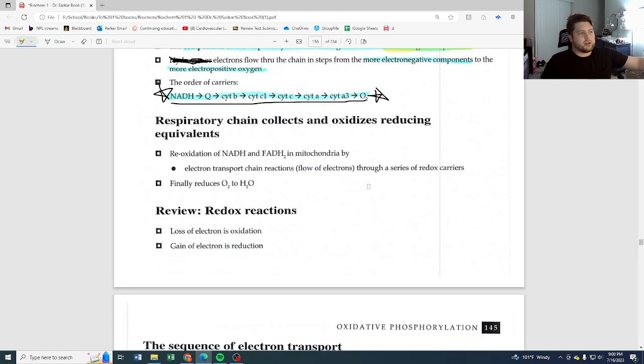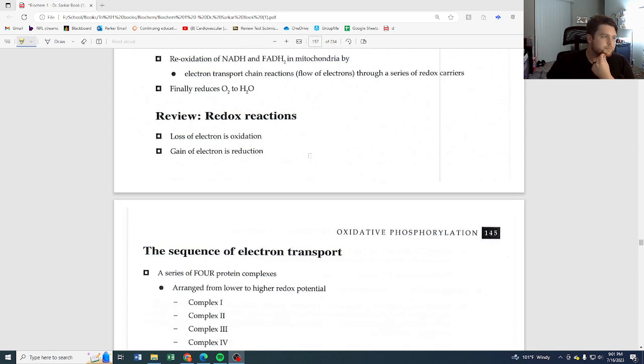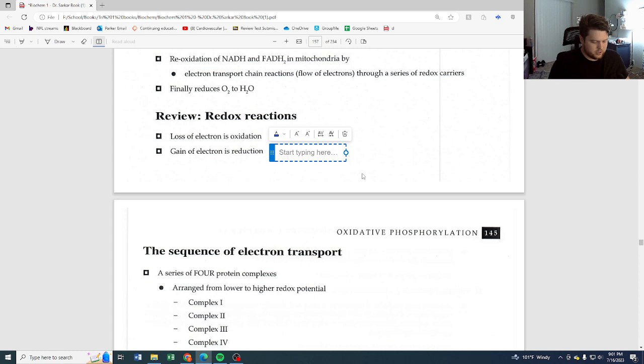The respiratory chain collects and oxidizes reducing equivalents. So the reoxidation of NADH and FADH2 in mitochondria by the electron transport chain reactions, or that flow of electrons through a series of redox carriers, finally reduces O2 to H2O. Remember that in redox reactions, loss of electrons is oxidation, gain of electrons is reduction. So our OIL RIG.